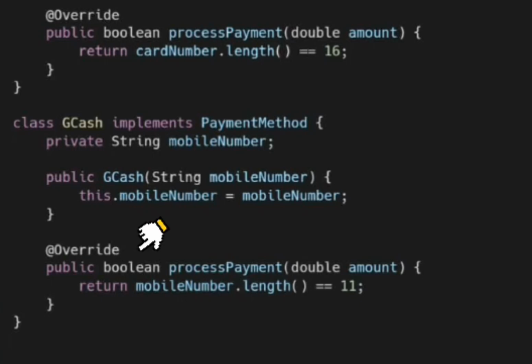The @Override again indicates that we're overriding the processPayment method from the PaymentMethod interface. The processPayment method in the GCash class checks if the length of the mobile number is equal to 11. If the number is 11 digits long, it returns true, or payment successful, otherwise it returns false.